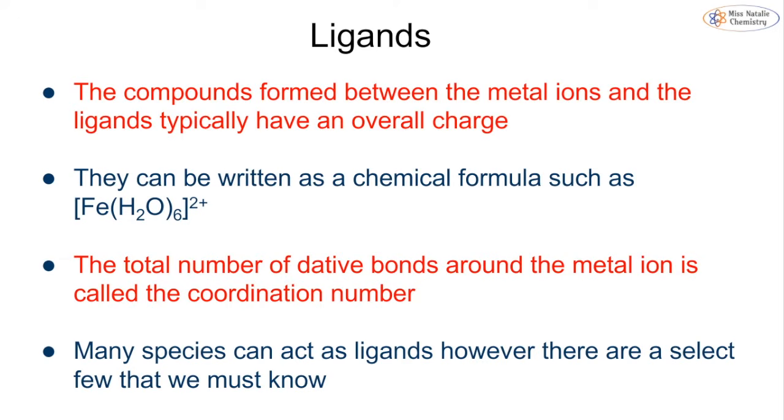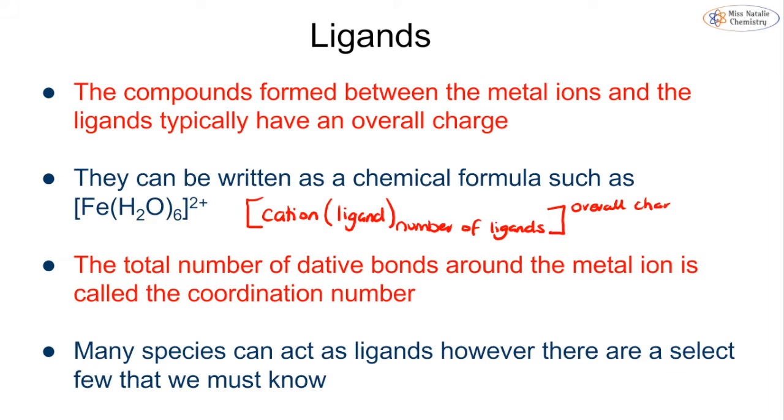So compounds that are formed between these metal ions and ligands are called complexes, and they will typically have an overall charge. And they can be written in a chemical formula. And the chemical formula, we have an example here, but it follows the same sort of order each time. We have the cation, and then in brackets, we have the ligand. We then have a subscript with the number of ligands, and all of that is put into square brackets, and then we have our overall charge on the outside.